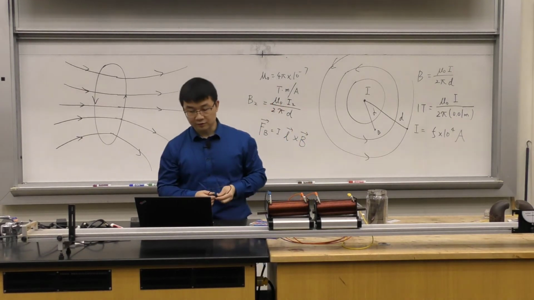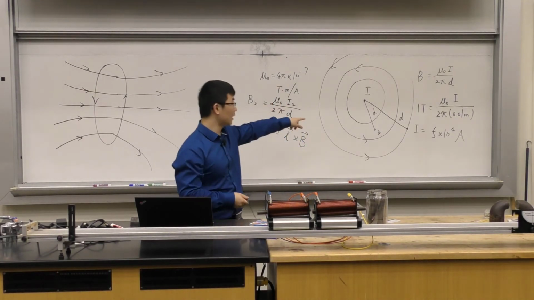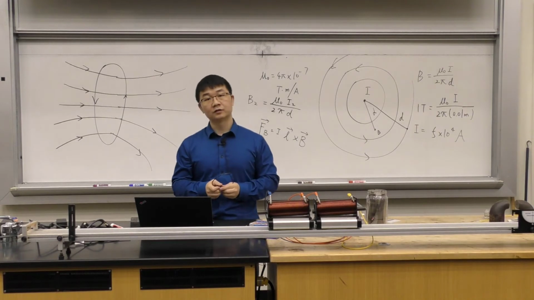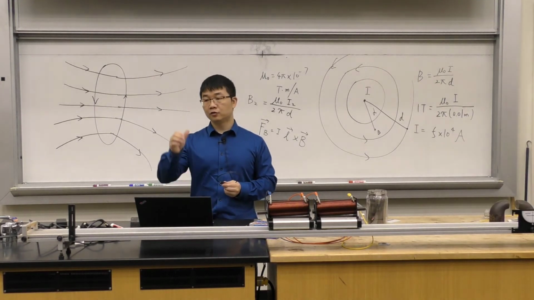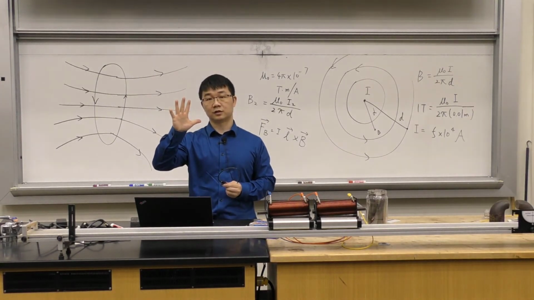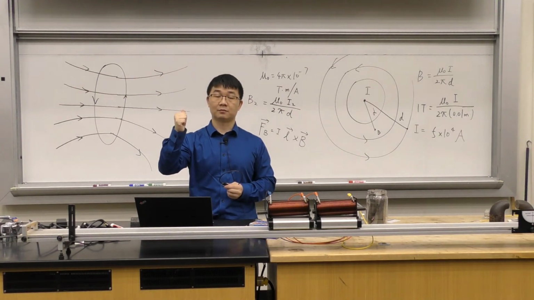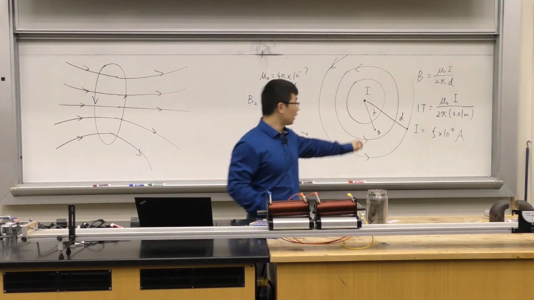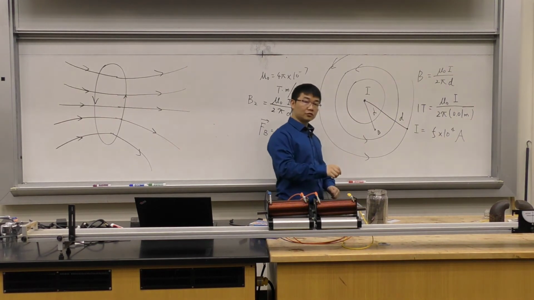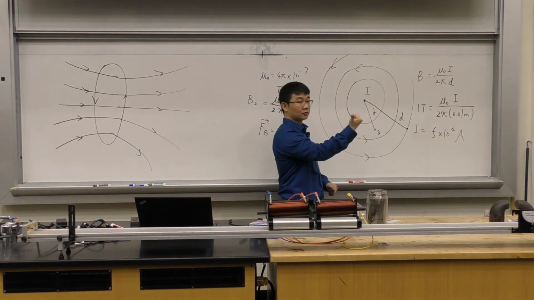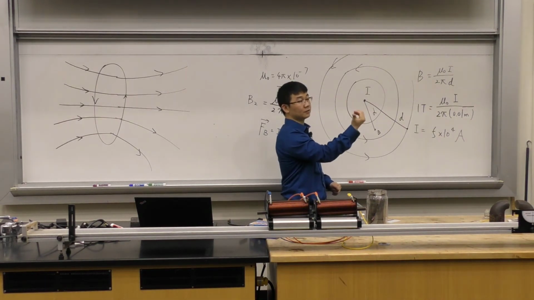So this is also called the right-hand rule, but it's different than that. You still grab the loop current, but now your 4 fingers are in the direction of the current. Your thumb is in the direction of the magnetic field. For a straight wire, you grab the straight wire, your thumb is in the direction of the current. Your 4 fingers are in the direction of the magnetic field.